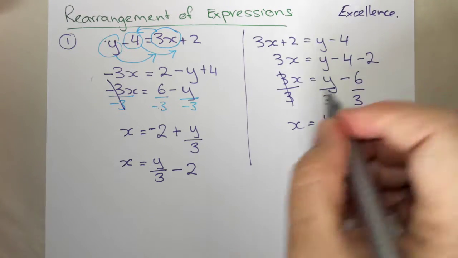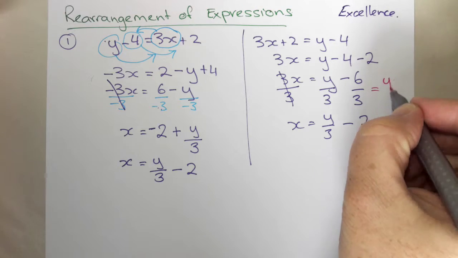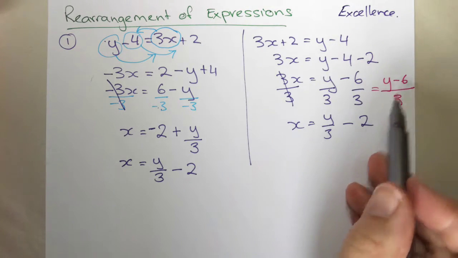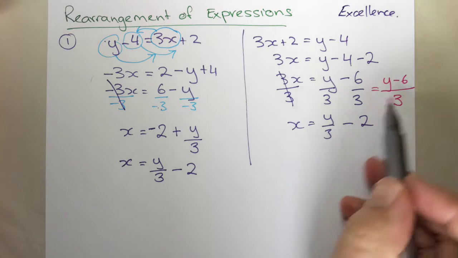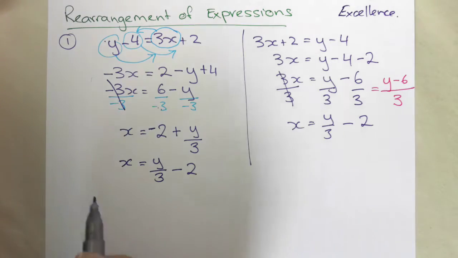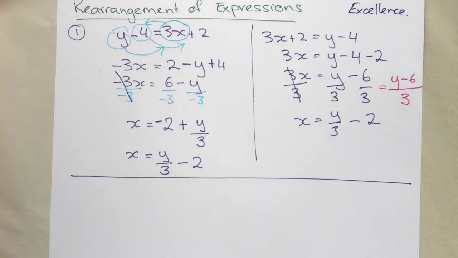Now at this stage, another way to write that would also have been to leave that as y take away 6 all divided by 3, and that is also correct. So we've got a number of different options of how you could write these answers. They're both the same, they're both just written in a slightly different way, but it's exactly the same equation. So there's example number 1.